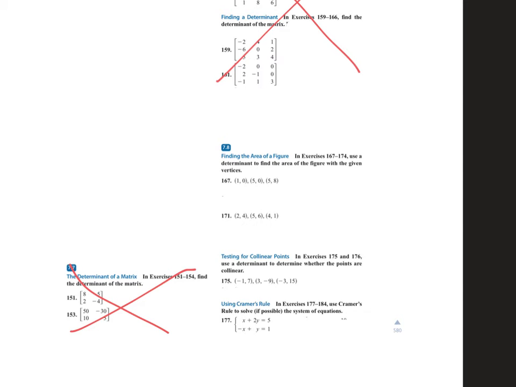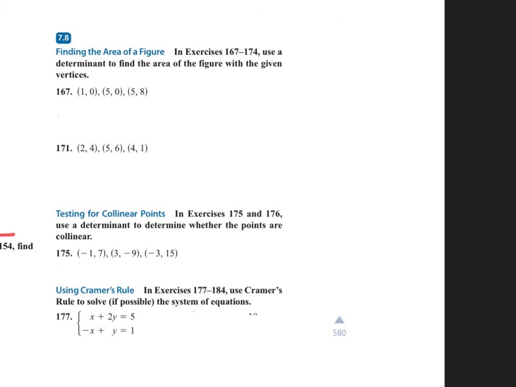All right. Then came 7, 8. So I crossed out 7, 7 because you used the determinant in 7, 8. So we obviously used the determinant, but you're not going to have a flat out question that just says find the determinant. So 7-8 starts with the finding of the area, and then the collinear, and then the Kramer's rule. Any questions on those?